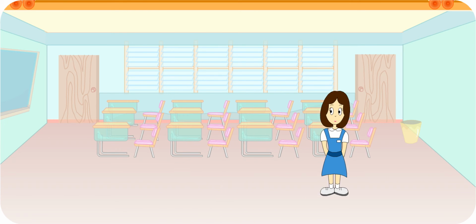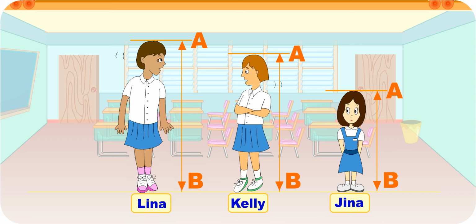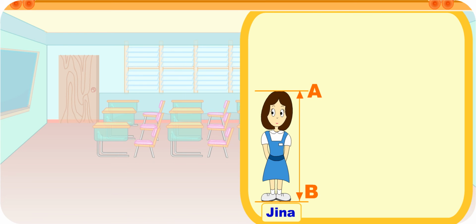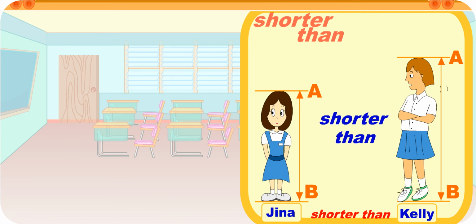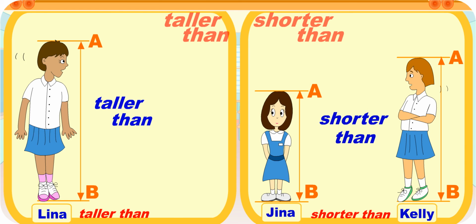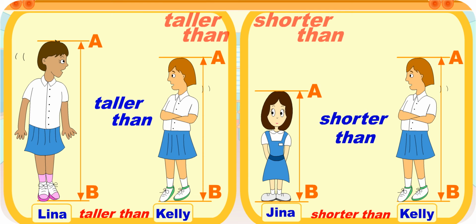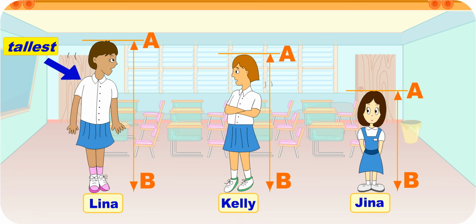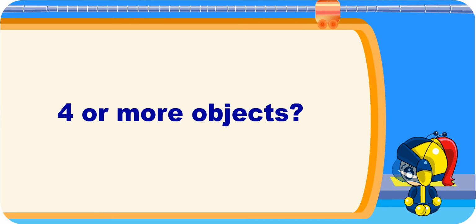Look at Gina, Kelly, and Lena. Gina is shorter than Kelly, and Lena is taller than Kelly. Lena is the tallest of the three girls. Who is the shortest girl then? What if we have to compare the length of four or more objects?